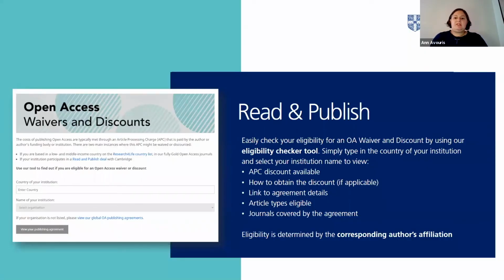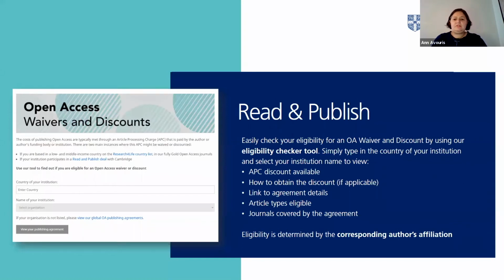To check your eligibility for a waiver or discount under Research for Life or Read and Publish, you can use our eligibility checker tool found online. This details the discount available, link to the specifics of any agreement, and the journals covered by the agreement. We'll share links to these pages in the follow-up email with a session recording.